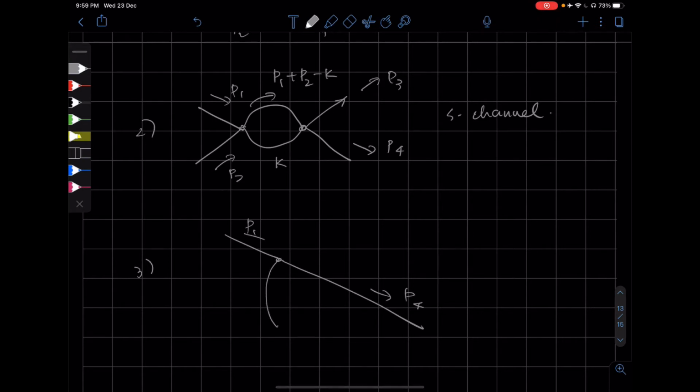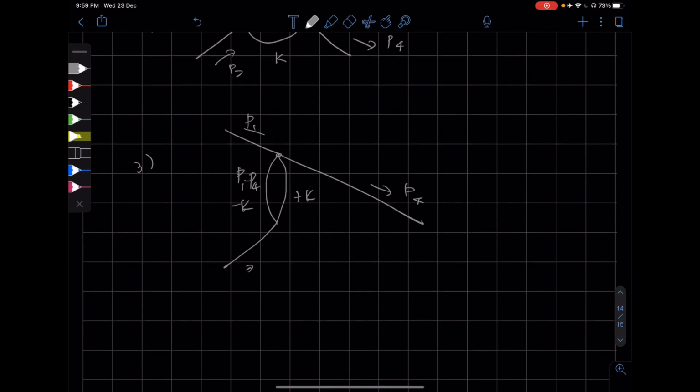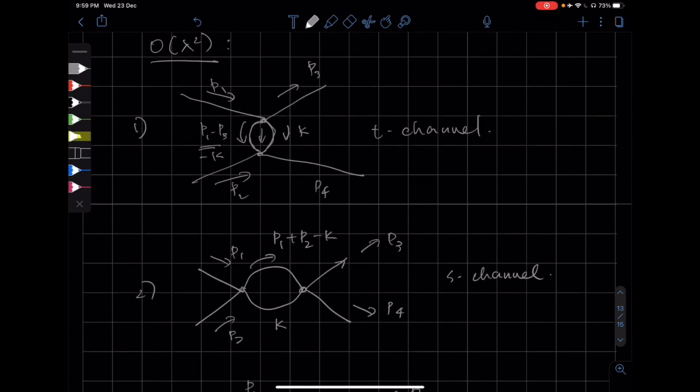And then the internal momentum going in that direction is going to be P1 minus P4 minus k, and here there's a plus k. And here we have, say, P3 coming in, and from here we have, sorry, not P2, this should be P2. We have P2, and here we have P3 going out. And this is known as the U-channel diagram.